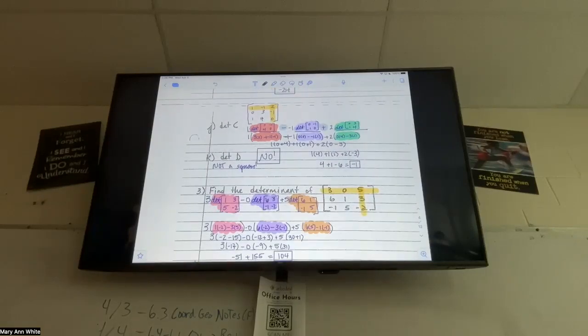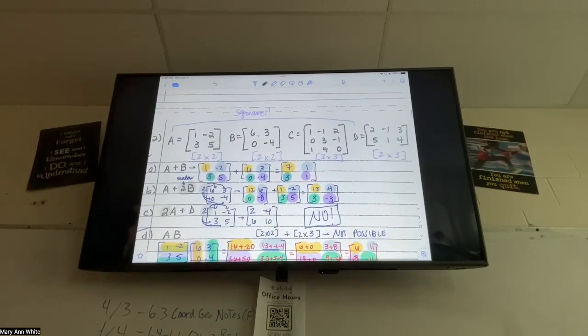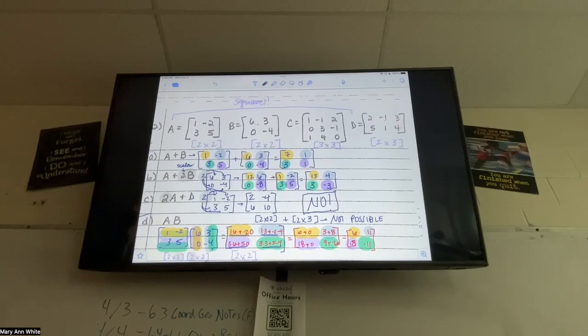So I want everyone to get their calculators out. And I want you to come back to this page where I've got all of my matrices that we've been using this whole time, A, B, C, and D. So go ahead and get your calculators out.